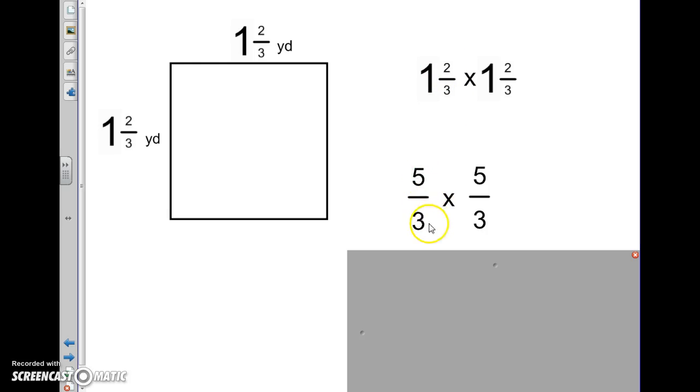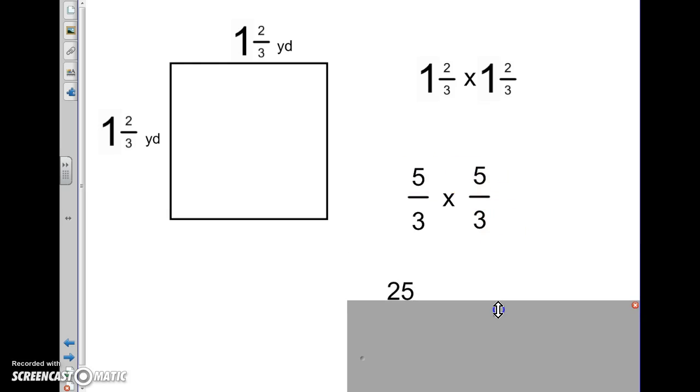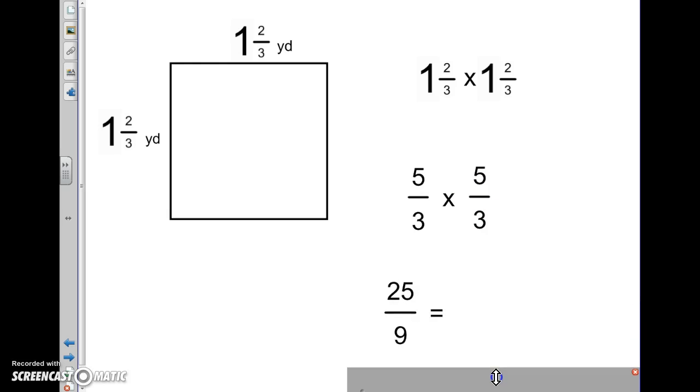So we're looking at 5/3 times 5/3, the length times the width, and that would give us what? So remember, with multiplying fractions, the algorithm, we can just multiply the numerators together, so that's going to give us 25, and then multiply the denominators together, so 3 times 3 is going to give us 9, so 25/9.